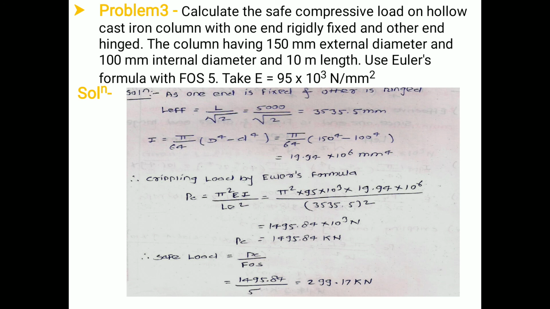In kilonewton it will become 1495.84 kilonewton. So in this manner, first of all, we have found the value of crippling load. Now dividing it by the factor of safety, it will give you the safe load, and it is 299.17 kilonewton. So in this manner, by using Euler's formula and the concept of factor of safety, we have found the value of safe compressive load.